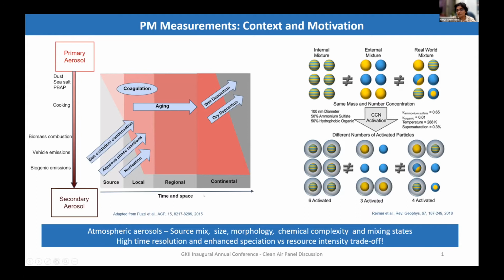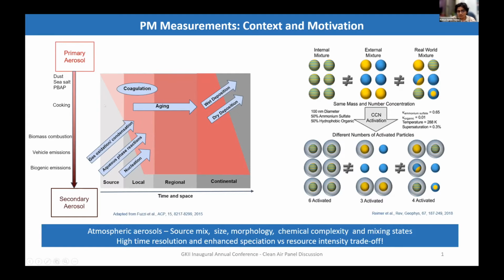On the x-axis, you have a time and space scale going from the source emission local scale all the way up to the continental scale. And these pink swaths indicate the relative importance of particulate matter versus the gas phase components, and or the removal mechanisms, right?